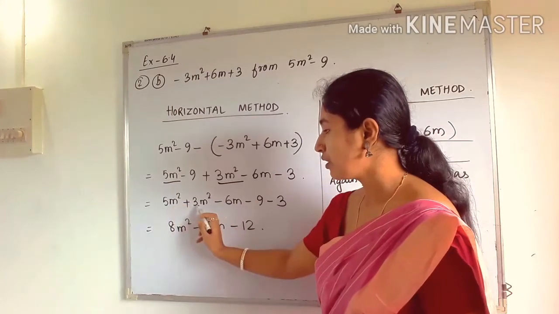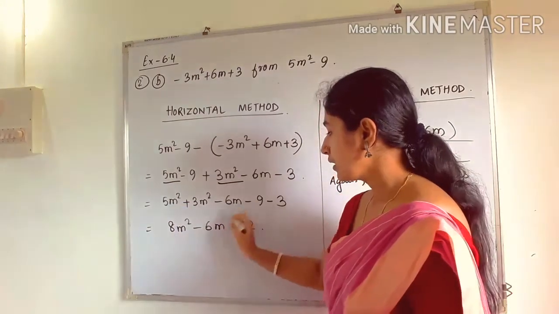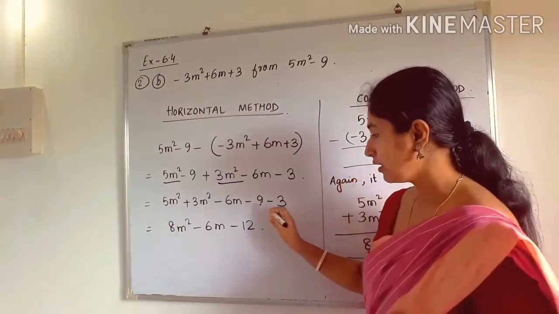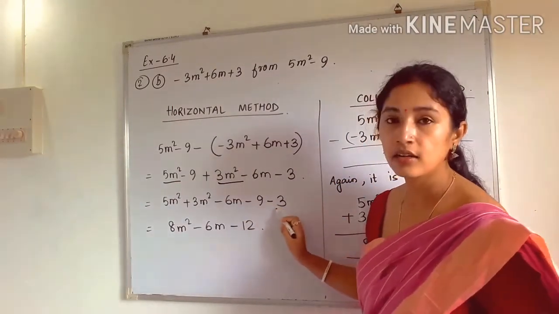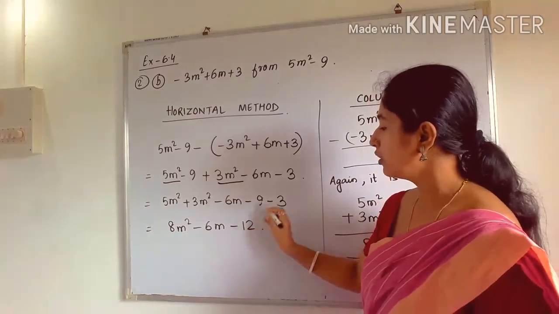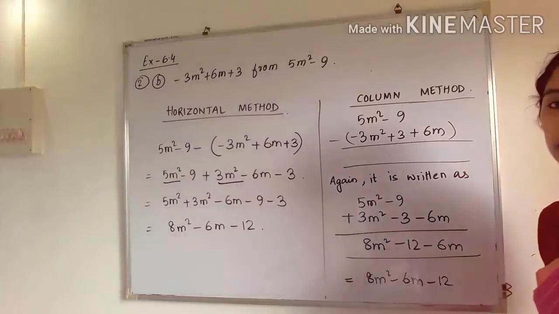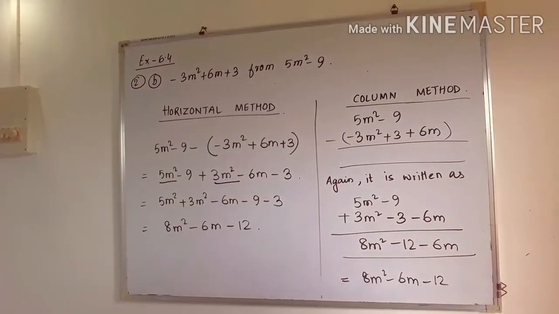So 5 plus 3 will be 8m square. This will be minus 6m, and minus 9 and minus 3 will get added because both have like signs. Okay, we have to write the common sign then. So by adding we will get 12, so it is minus 12. Similarly, see, in the column method also we will get the same answer.